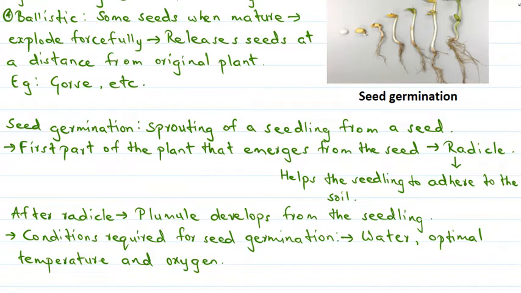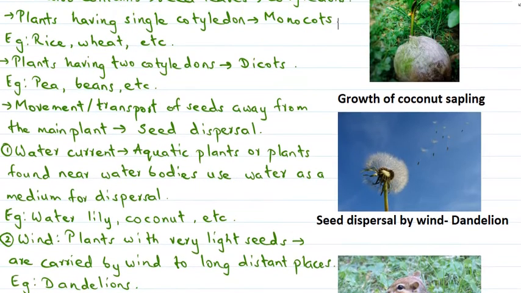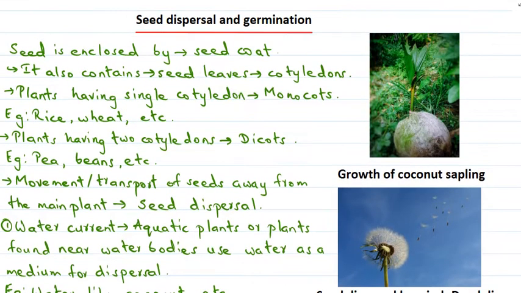or new baby plants. Okay, so now let's quickly revise the things we have studied today. Today we have talked about the process of seed dispersal and its germination. We already knew that a seed is a matured ovule that grows into a new plant when it receives favorable conditions. This seed is enclosed by a protective layer called seed coat. It also contains seed leaves, known as cotyledons, and these cotyledons store food.